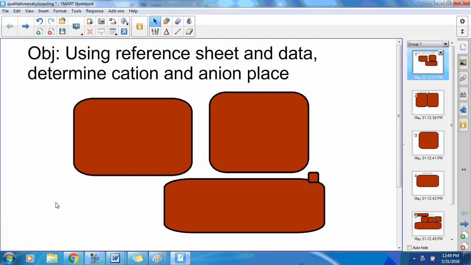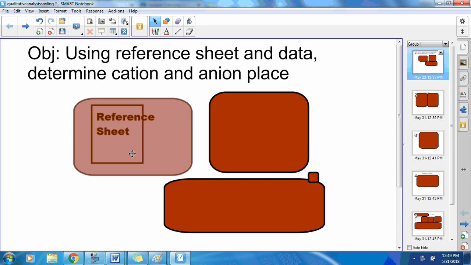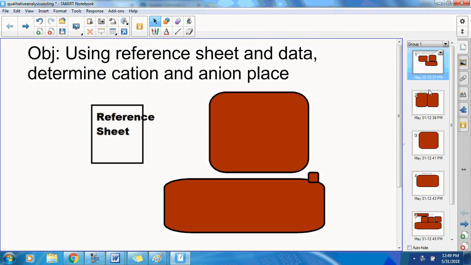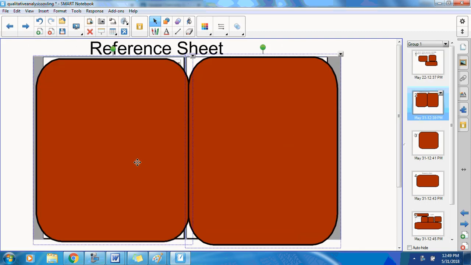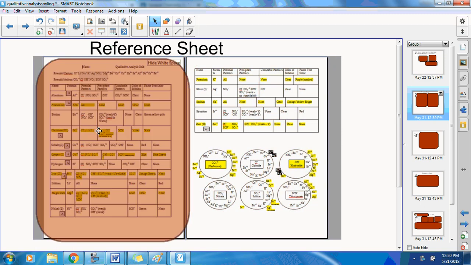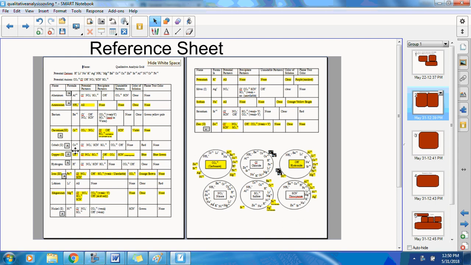The purpose of this is for qualitative analysis, to put everything together and figure out what's in each solution. You're going to need really three things. First, your reference sheet, and your reference sheet is this thing, the one that lists all the different solubilities, their flame test color, and the color of the solution.